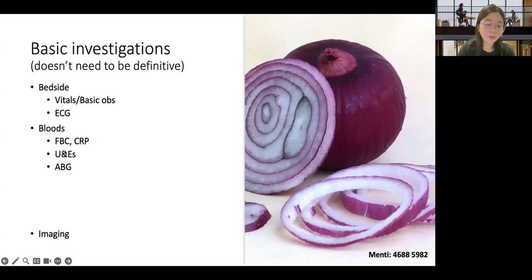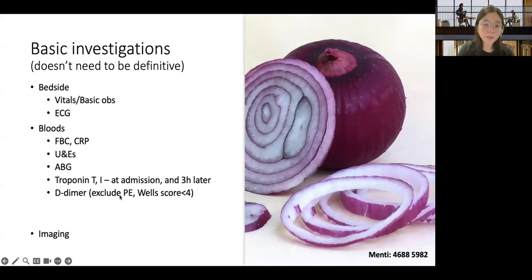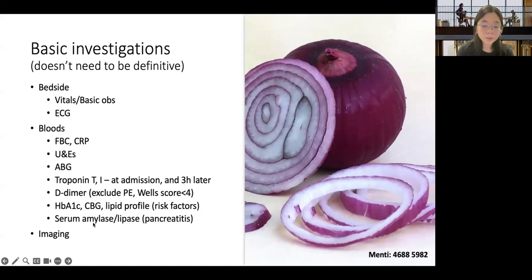Also, UNEs, renal function is important for the CTPA, the ABG, troponin. To look for dynamic rise, you repeat it 2 hours later. You do a D-dimer to exclude PE. Look for some risk factors for ACS, which is HbA1c, CBG, lipid profile. And also if you're suspecting pancreatitis for gastro cause, you would also do a serum amylase and lipase. Imaging, as you have mentioned, do a chest X-ray, but you also do an echocardiogram.